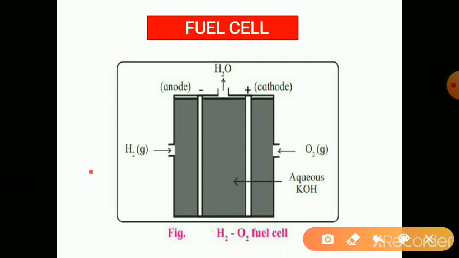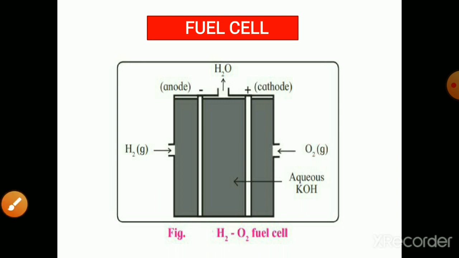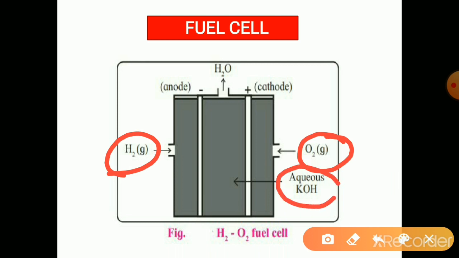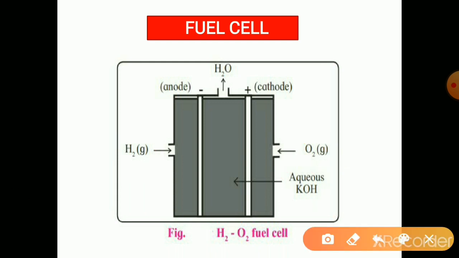From the anode side, hydrogen gas is passed. From the cathode side, oxygen gas is passed. And here the electrolyte is aqueous KOH. It is hot aqueous KOH, filled in this container. From the anode side, hydrogen is passed. From the cathode side, oxygen gas is passed in this container, and the container is filled with hot aqueous KOH as an electrolyte.